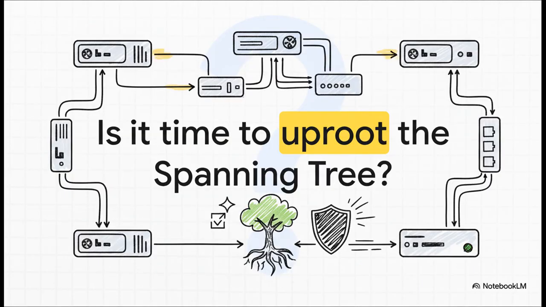So, this leaves us with one final big question. With all these powerful new protocols that can use every single link and provide almost instant failover, has the Spanning Tree Protocol finally served its purpose? Even in its faster, rapid form, is it maybe time to finally retire this old guardian of the network for good?